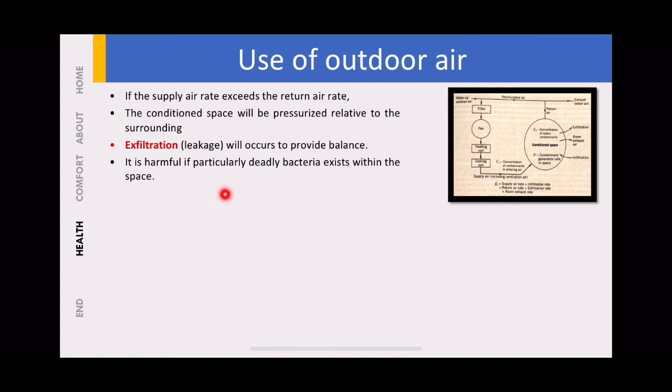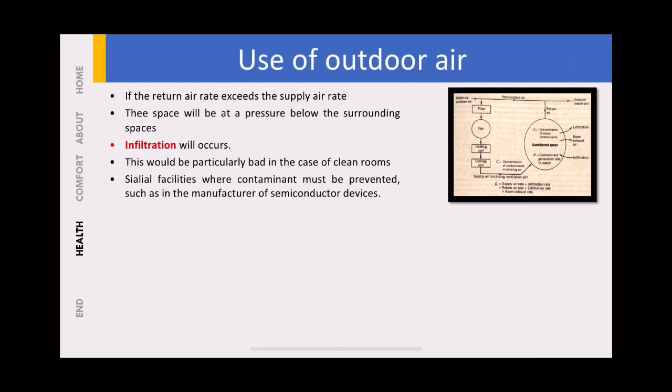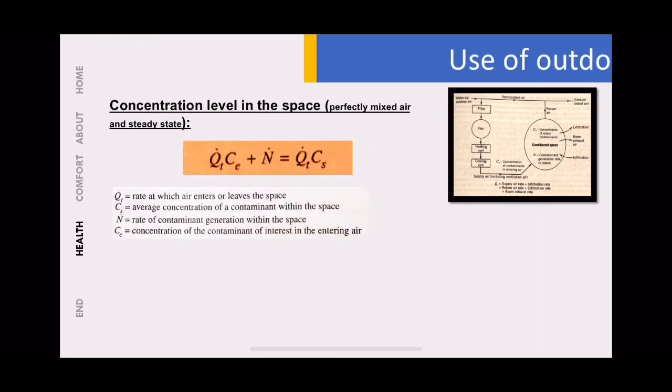It is harmful if particularly deadly bacteria exist in the space. So we must use fresh outdoor air to combat this, right? If the return air exceeds the supply air, the space will be at a pressure below the surroundings. Infiltration will occur. That means air will seep into the room, right? This will be particularly bad in the case of clean rooms. Clean rooms are spaces where you design, what do you call that, CPU chips, right? Those highly sensitive equipment are made in clean rooms. Also for operating theaters, right?